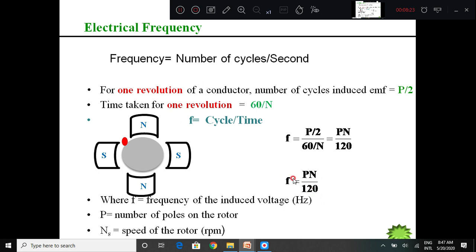That is, the frequency of the induced voltage depends upon the number of poles, and at the same time, on the speed of the rotor. That is, the frequency F is equal to Pn by 120. This is how we determine the frequency of the induced voltage.